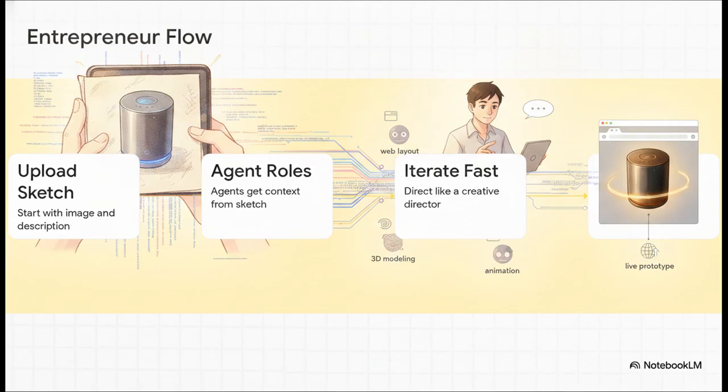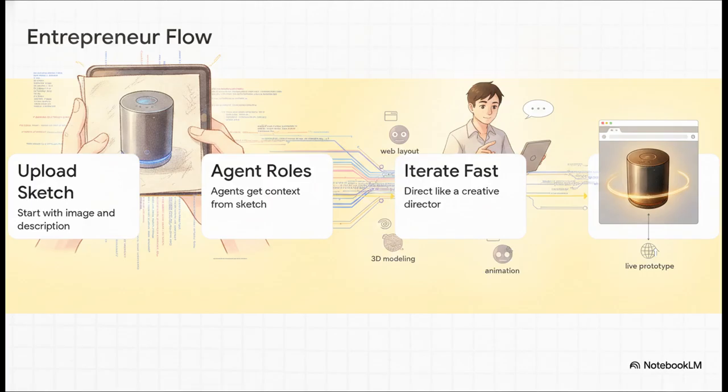Now, let's look at another angle with what we'll call the entrepreneur workflow. Step 1, you upload a sketch. Say you have this rough, messy paper drawing of a new smart home hub. You snap a quick picture, upload it, and prompt the system to build a product visualization website with a rotating 3D model. Step 2 is the agent breakdown. The system automatically deploys agents for web layout, 3D modeling, and animation using your sketch as the ultimate context. Step 3, you iterate fast. If it doesn't look quite right, you just tell it, hey, make it look more premium, maybe use a dark background.